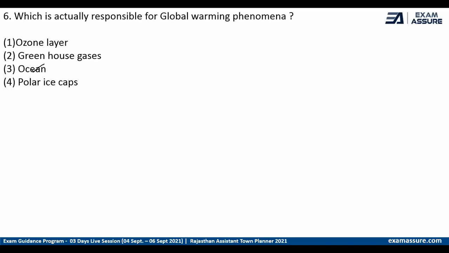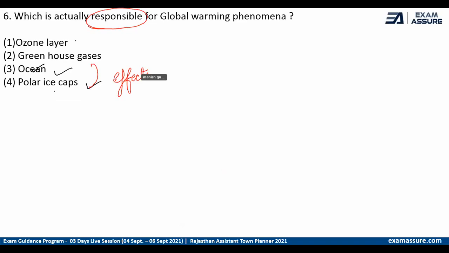Total score is 100, which is actually responsible for global warming phenomena. So now they are asking what is responsible. Okay, so you have to be careful with that. So you know that global warming effects are ocean level rise and the polar ice caps melting. Ozone layer and greenhouse gases. Ozone layer is not responsible.